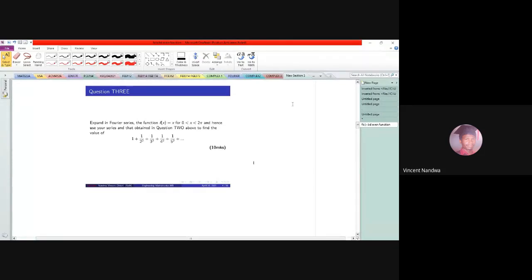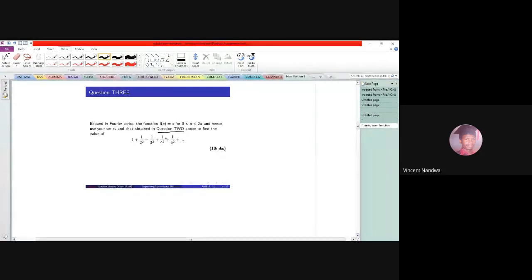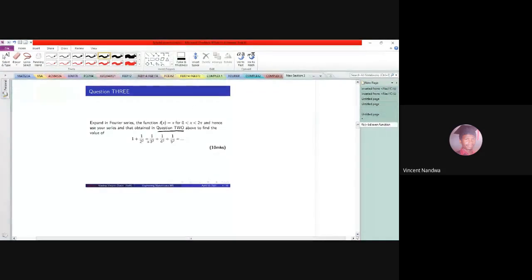So welcome again. We are going to solve question 3 from the assignment given. Expand in Fourier series the function f of x equals x in the interval 0 to 2 pi, and hence use the series obtained and what was obtained in 2 to find the value of this other series here. So let's start by solving the series for this function.